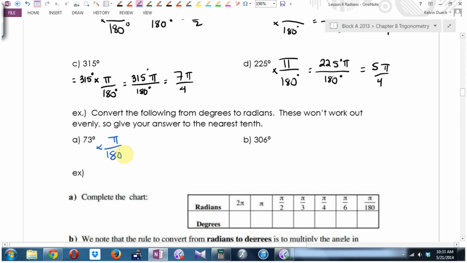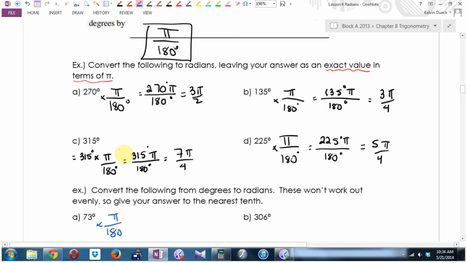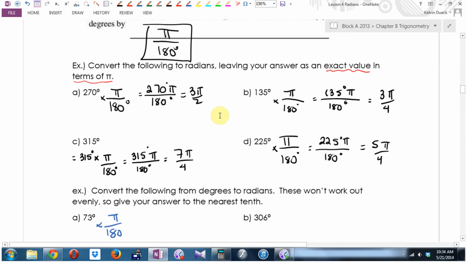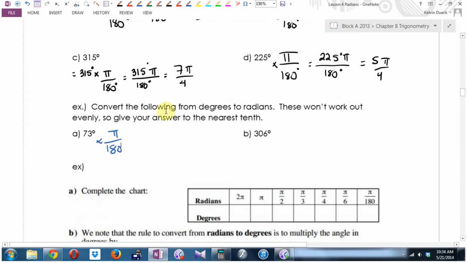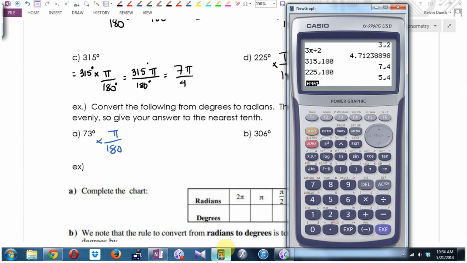Did I say leave your answer as an exact value in terms of pi? In this example, I said no, give your answer to the nearest tenth. What that means is don't worry about using your fraction button. What that means is just go 73 times pi divided by 180 equals.